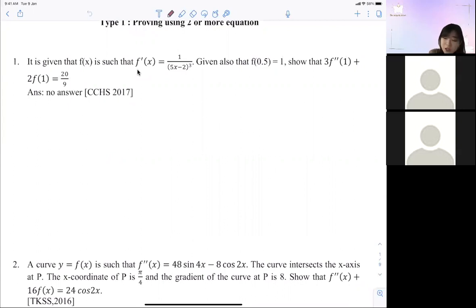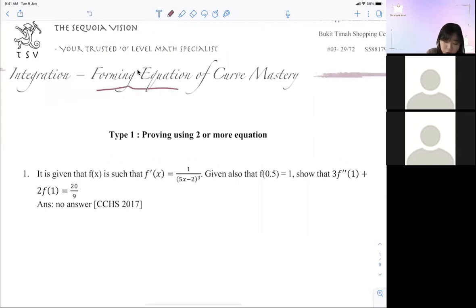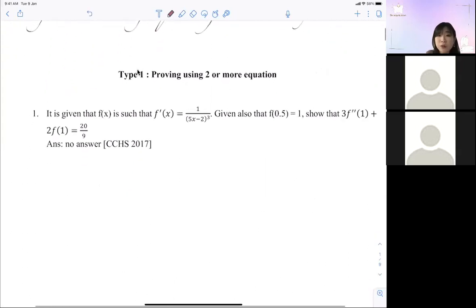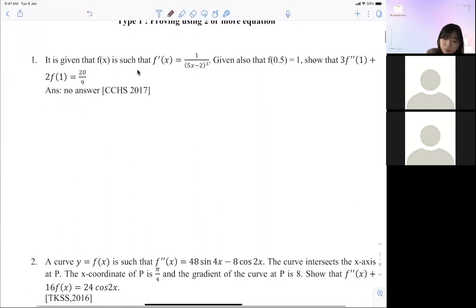Oh, okay. Now let's start, okay? So, whenever you see forming equations for integration, there are different types of it. I'll go through the different types. These are the simpler ones. The more complicated ones, I will go through again in class, okay? So, let's see this one.